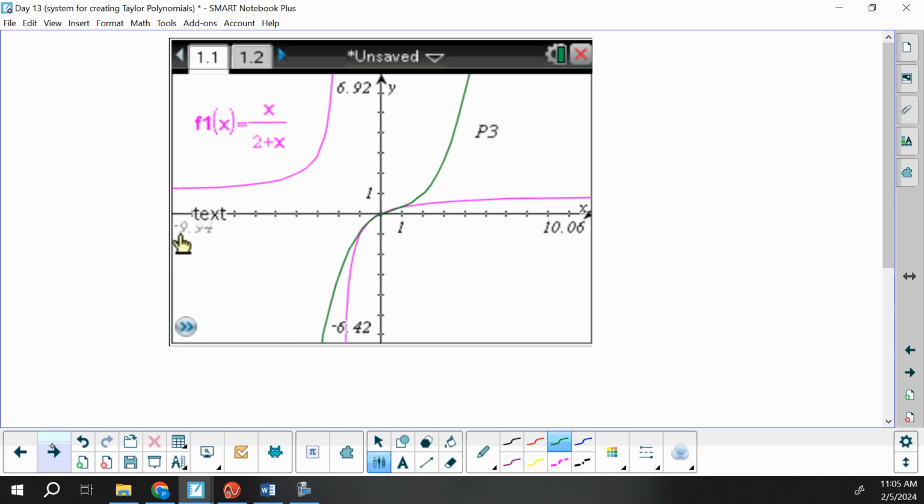So on the next slide, we have a graph again. Notice that at x equals 0, our third degree polynomial matches perfectly. If we're nearby x equals 0, it's a quite good approximation. But as we move further away from x equals 0, that approximation is not as accurate.